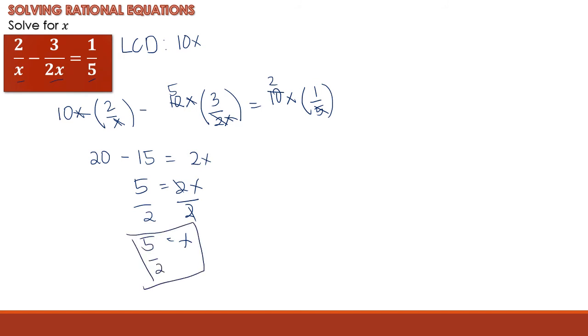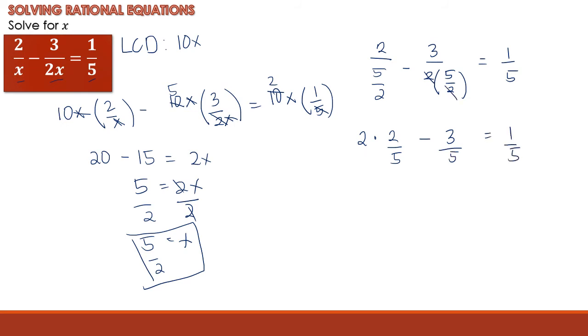Now, we're not yet done. We have to check the solution. So, lahat ng x, palitan natin ng 5 over 2. 2 over 5 over 2 minus 3 over 2 times 5 over 2 equals 1/5. Dapat 1/5 yung lumabas. How to divide by fraction? Yan, reciprocal natin and then multiply. So, 2 times 2 over 5 minus, unahin natin to, cancel.